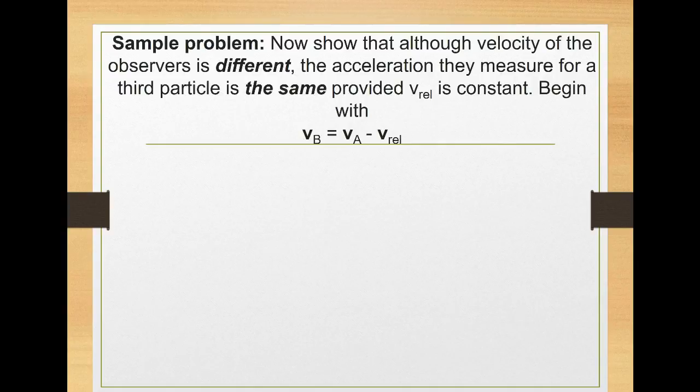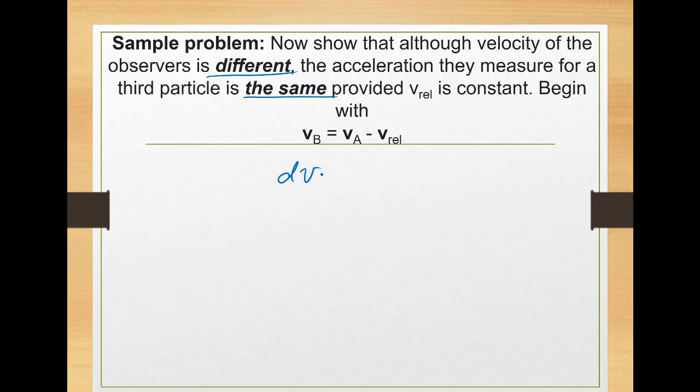As an example, we're going to show that even though the velocity of these observers is different, the acceleration that they measure for a third particle is the same, provided that V relative is constant. And actually, this is pretty easy to do. We're just going to take the derivative of this with respect to time.